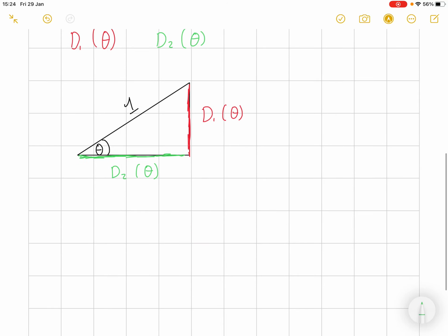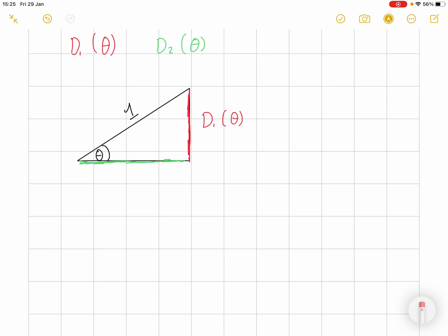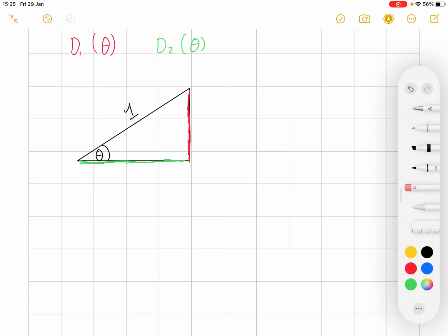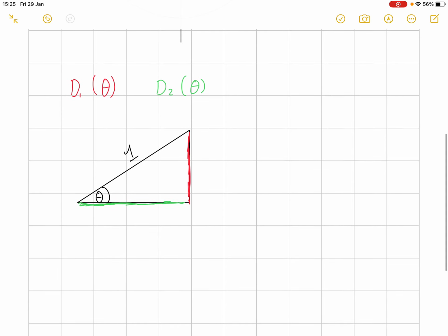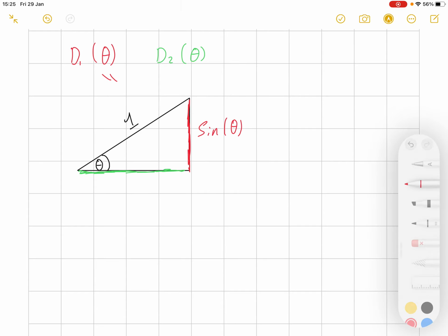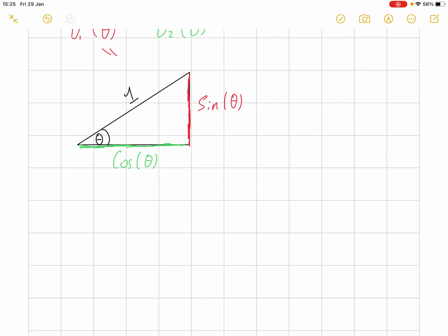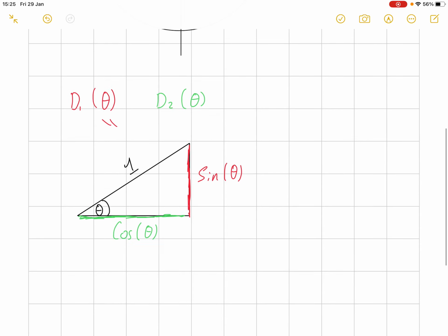So, drum roll please, I'm going to tell you what these lengths are. You might be familiar with this, and you might not be, but don't worry if you're not, because my job is to explain it to you. So this d1 of theta is equal to sine of theta, and d2 of theta is equal to cosine of theta. Sine, cosine, they come from the Greek words meaning curve, I think. Don't quote me on that.